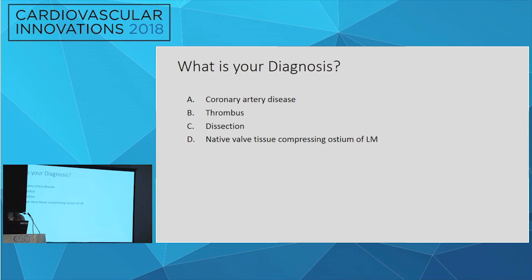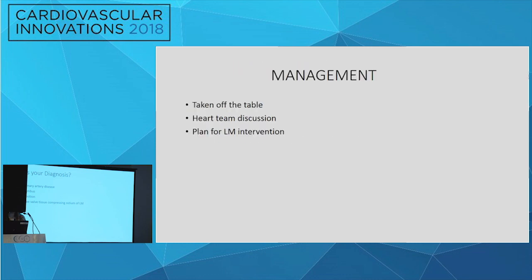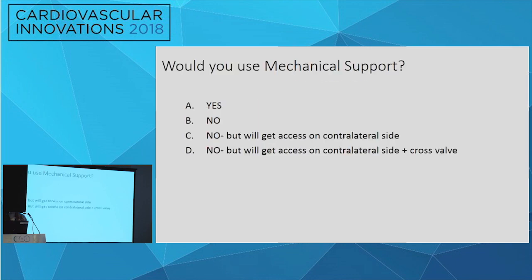And the other differential was native valve tissue compressing on the ostium of the left main. So we thought this was the most plausible etiology. So we took him off the table, had a heart team discussion, and he was considered high risk for CABG. So the plan was for left main intervention.